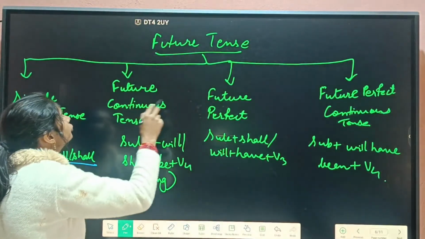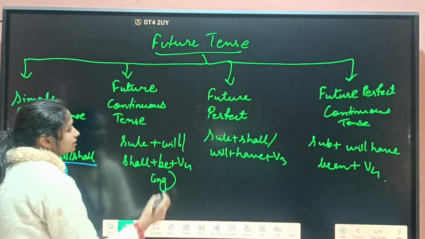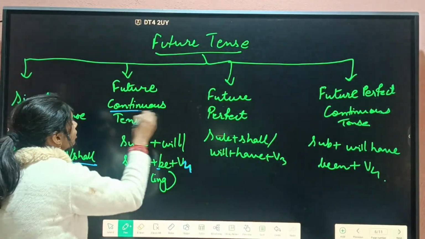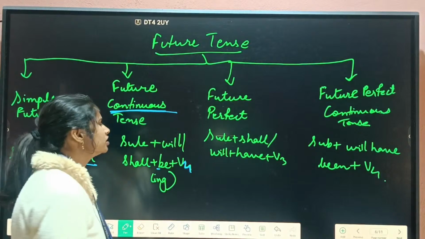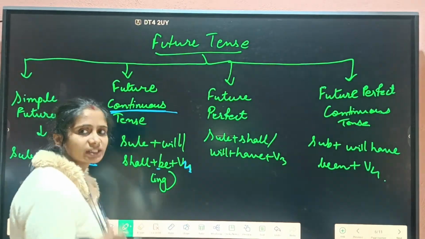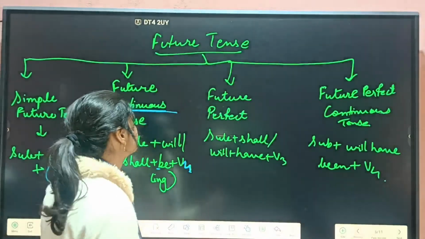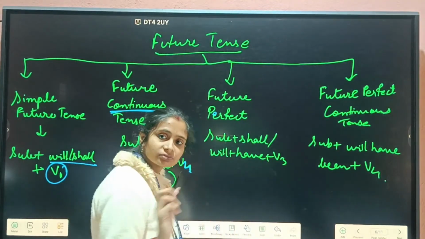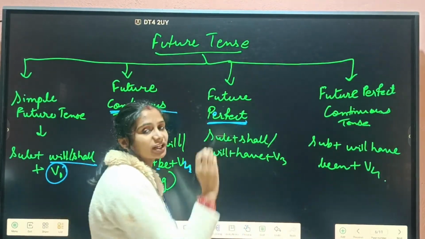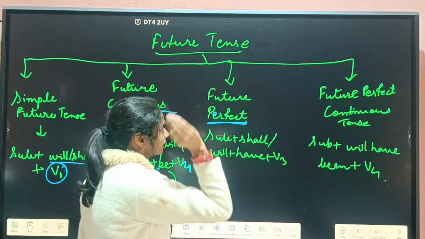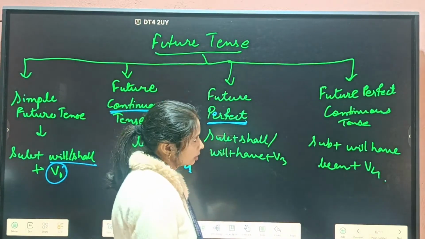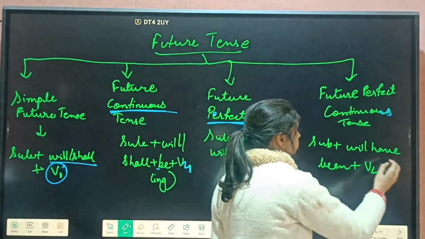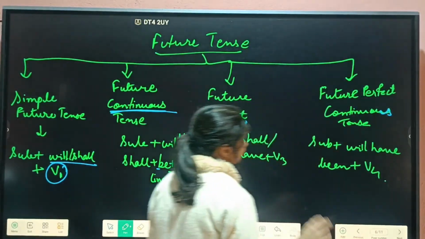And then we have seen future continuous tense: subject plus will, shall plus be plus verb fourth form. Because I already told you, whenever you see the word continuous, anything in continuation, then definitely your verb fourth form, that is your ing form, will surely come. Then we have future perfect, that is subject plus shall, will have plus verb third form. That also I told you in past perfect, that if you see the word perfect, then your verb third form only will come. And last, future perfect continuous tense: subject plus will, have been plus verb fourth form. This is our structure.